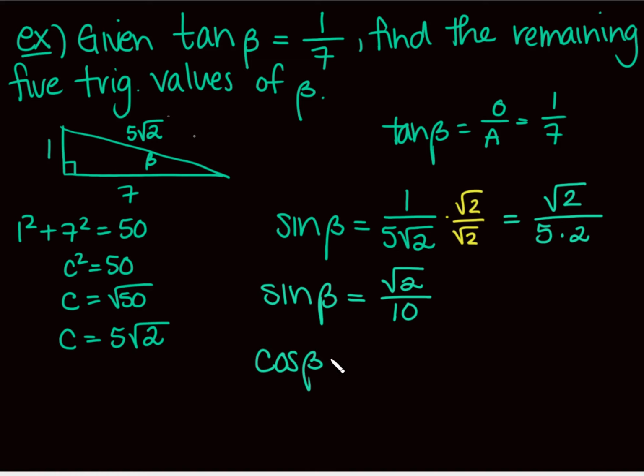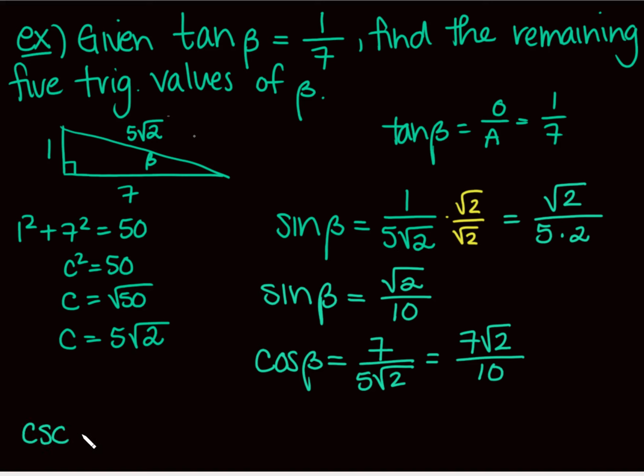What about the cosine of beta? Cosine is going to be adjacent, which is 7 over 5 root 2. Again, do the same trick, multiply by root 2. I'm going to get 7 root 2 all over 10. Same thing. We already got tangent, so we're good to go there. Tangent's 1/7. What about my reciprocal functions?